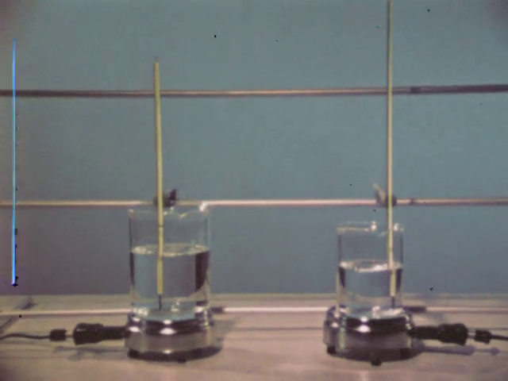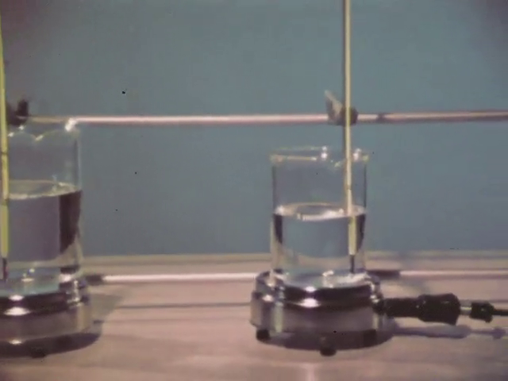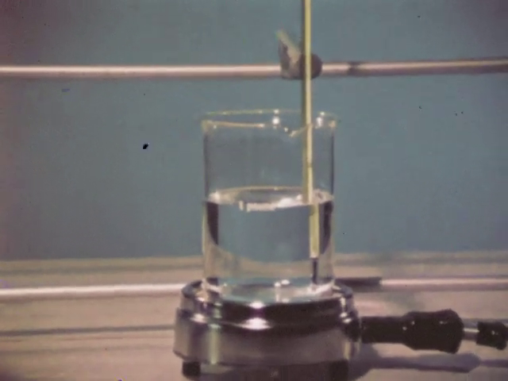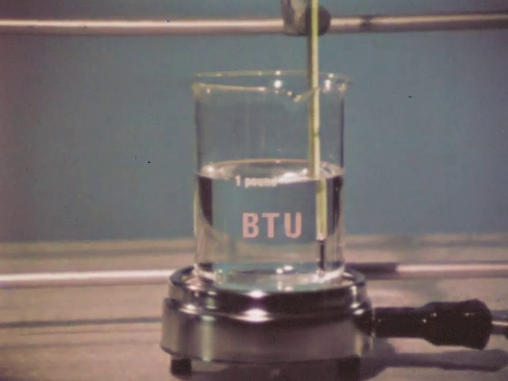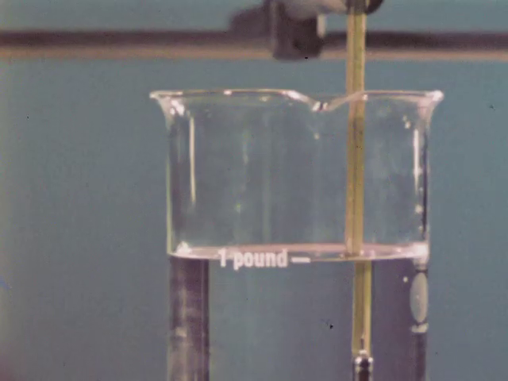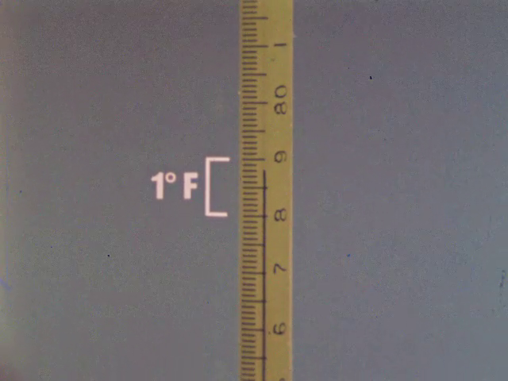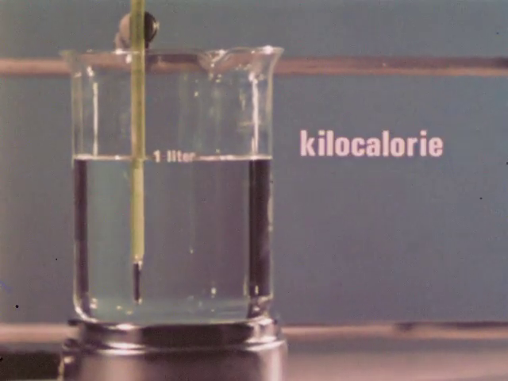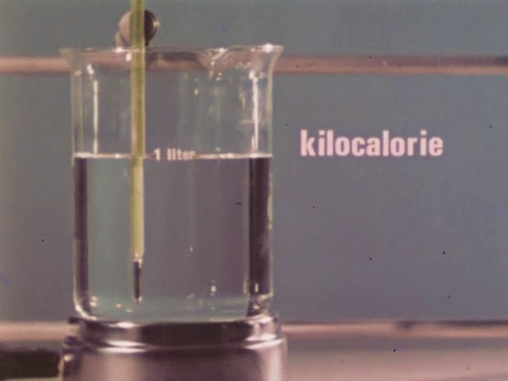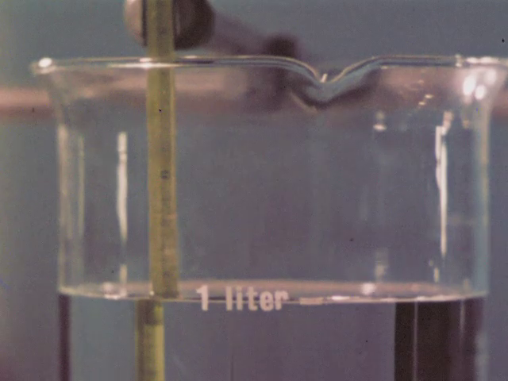Standard units of heat are defined in terms of the conditions we have seen. The standard unit of heat in the English system is the British thermal unit, the BTU. This is the amount of heat required to raise the temperature of 1 pound of water 1 degree Fahrenheit. The standard unit of heat in the metric system is the kilocalorie, or large calorie. This is the amount of heat required to raise the temperature of 1 liter of water 1 degree Celsius, or centigrade.